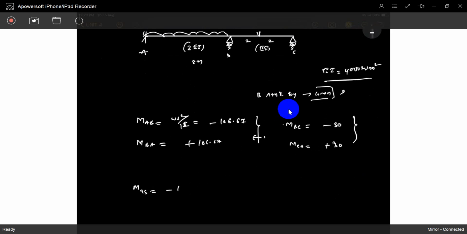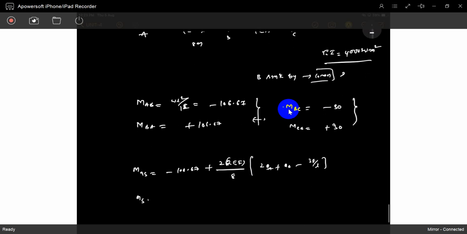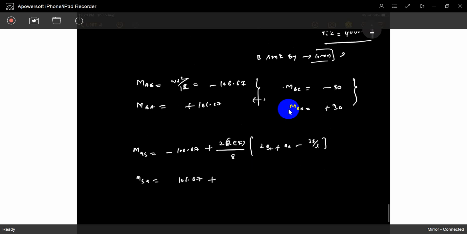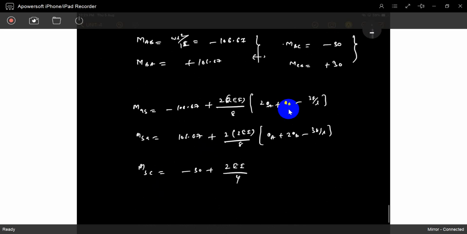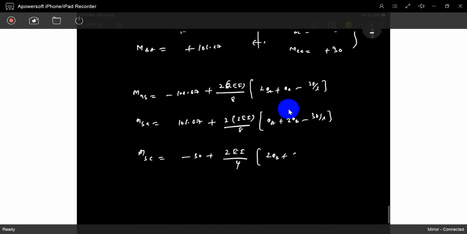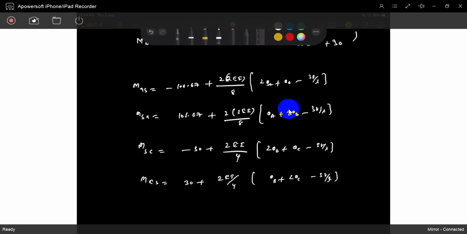MAB is minus 106.67 plus 2EI, 2 of 2EI divided by 8, 2 theta A plus theta B minus 3 delta by L. MBA is 106.67 plus 2 of 2EI by 8, theta A, 2 theta B, minus 3 delta by L. MBC is minus 30 plus EI, L is 4, over 4, 2 theta B plus theta C minus 3 delta by L. MCB is plus 30 plus 2 theta B, 2 theta C minus 3 delta by L. Okay, so you will write these equations.